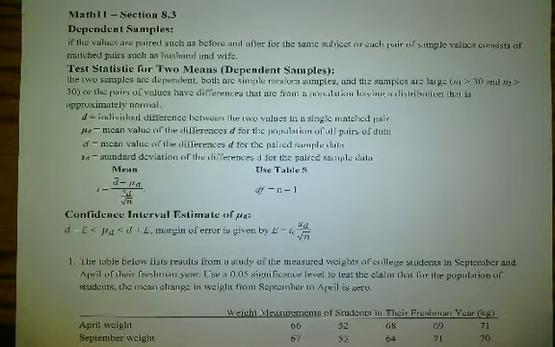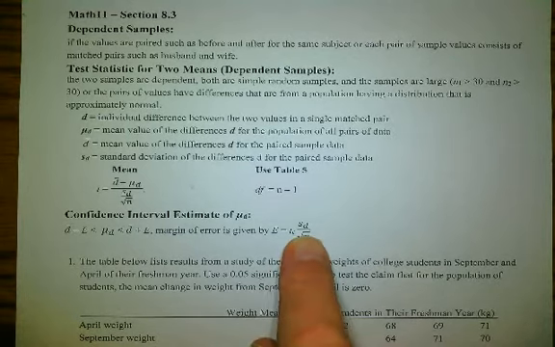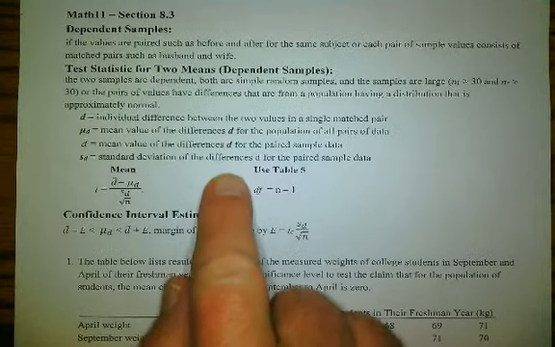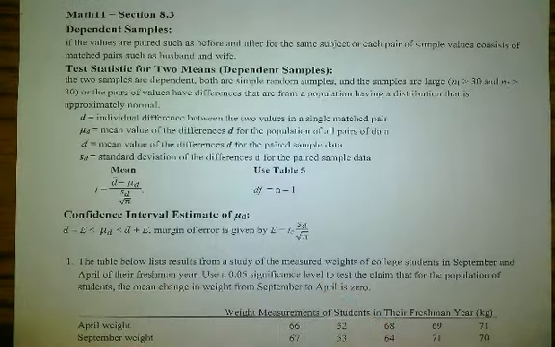Likewise, if we want to make a confidence interval, that is very similar to what we had before. It's just that the standard deviation in this case is the standard deviation of the differences, s sub d, for the paired sample data.